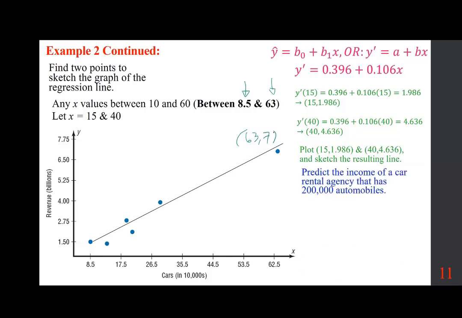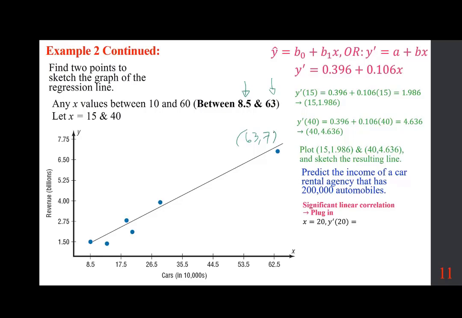Now, predict the income of a car rental agency that has 200,000 automobiles. Well, remember, looking at the table, the cars, X was in 10,000s and the income was in billions. So when we say 200,000, you really, in essence, have to divide it by 10,000. X becomes 20, and you plug in number 20 in that formula.